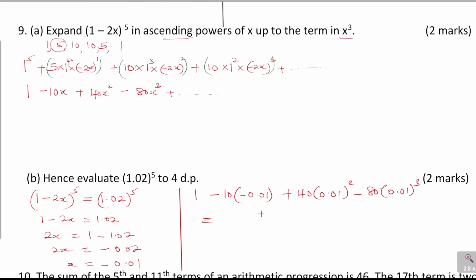Now this one is correct to 4 decimal places. You will have 1.010141. So 1.0141, that is correct to 4 decimal places.